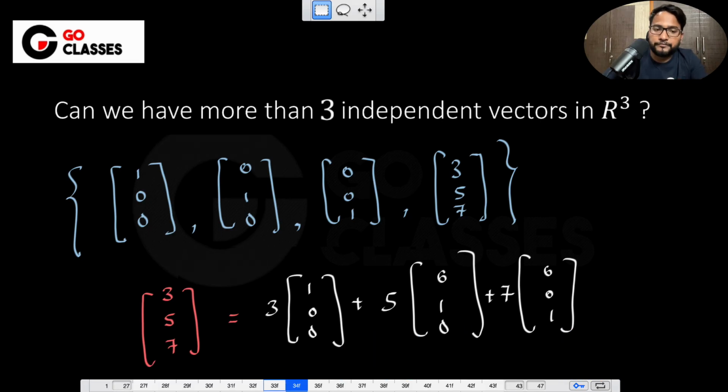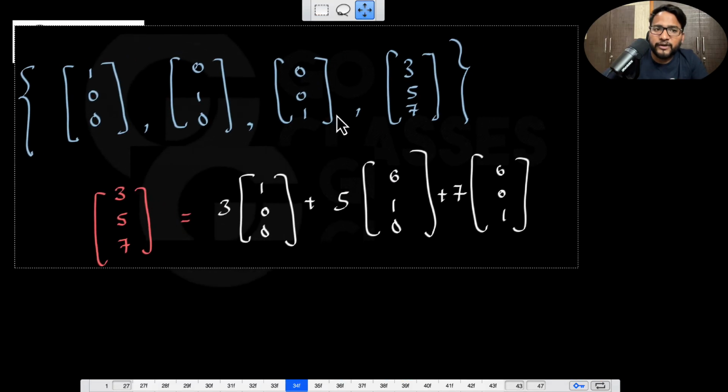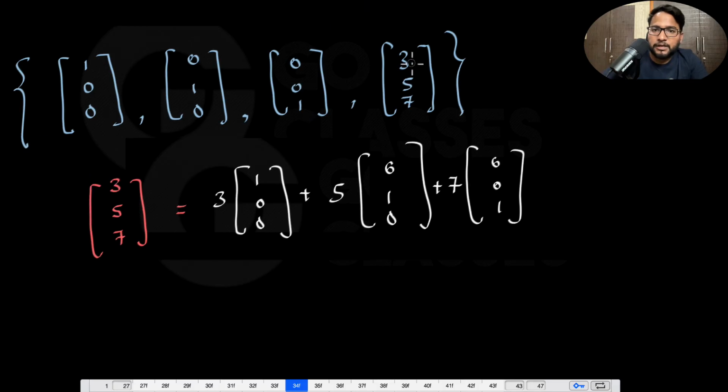I hope you understood. Now, instead of 3 5 7, let me take some other example of your choice. Let's suppose it is -2, 7, 23. Then it is also a linear combination of these 3 vectors, right? So in fact, it is not just about 3 5 7 or -2, 7, 23.